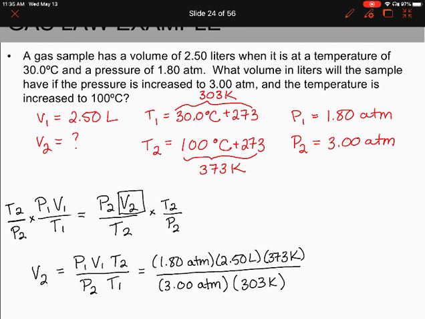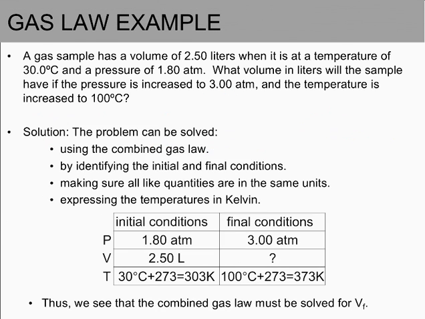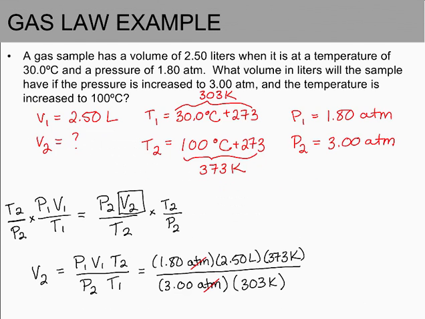Okay, so let's cancel some units here. So we have atmospheres in the numerator and denominator. We also have Kelvin over Kelvin, and we're left with liters, which is perfect because we're trying to find our new volume in liters.